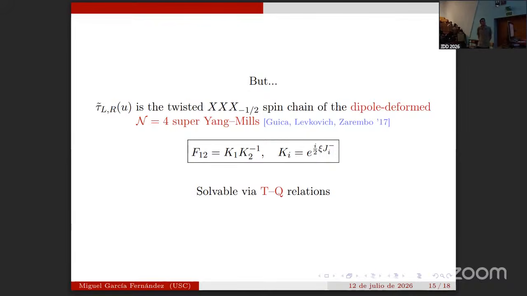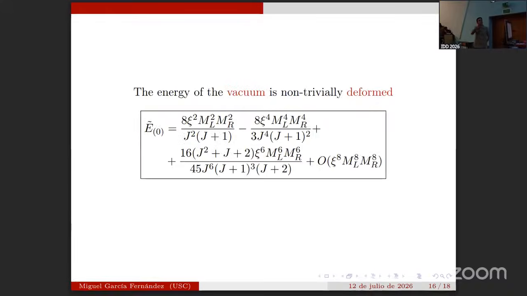Now it happens that this twisted model can be solved via some more advanced integrability techniques, the TQ relations. So essentially we can borrow these TQ relations and apply them to our problem. If we do this, we can in particular compute the spectrum of our Hamiltonian, of our twisted transfer matrix. And something surprising happens: now the energy is non-trivially deformed. Here I'm putting the correction to the vacuum, so we see that the vacuum is non-trivially deformed.